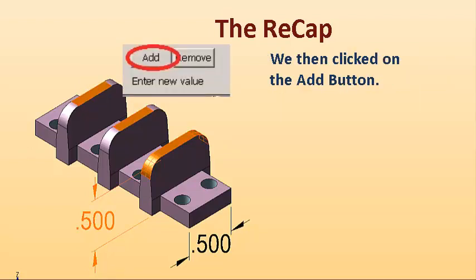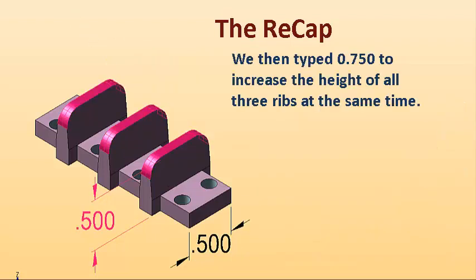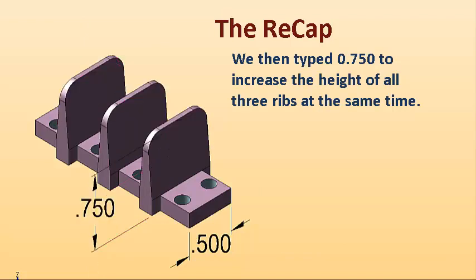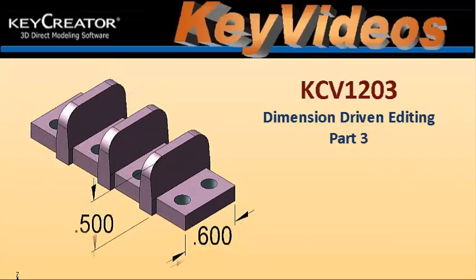By holding the Shift key, we picked up 2 faces. We held down the Add and then Feature, Pattern, Faces. Move the cursor over one of the unused blends and we pick up the other 4. Now we type a new value and the entire strip adjusts in one shot.